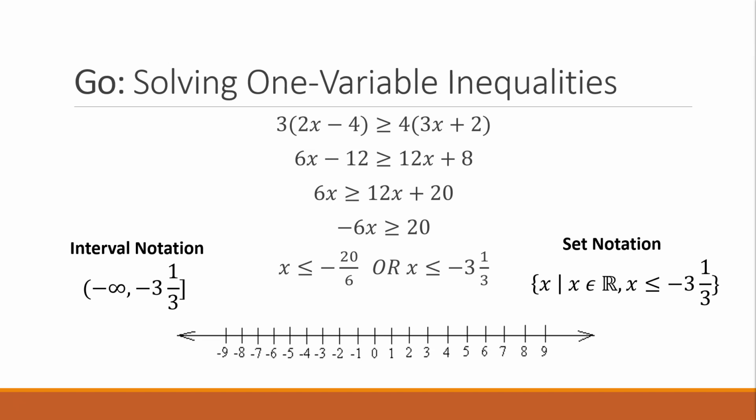The solution set can also be graphed on a number line by placing a solid dot on negative 3 1/3 and shading the number line with an arrow directed toward the values that are less than negative 3 1/3. Recall that a solid dot is used to indicate that negative 3 1/3 is included in the solution set.